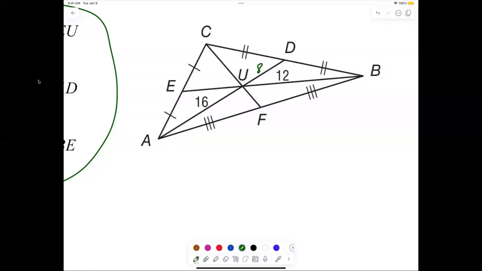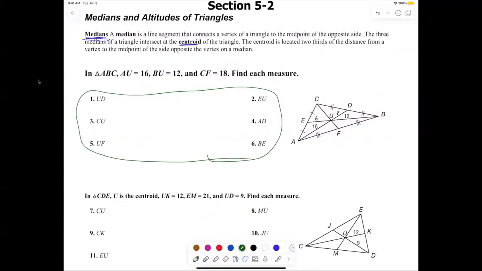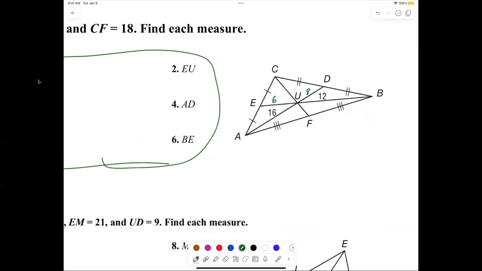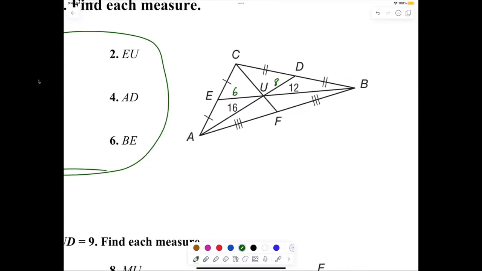And if BU is 12, then EU is what? 6. Now it says that CF is 18. So remember what I said, X and 2X. If UF is X and CU is 2X, then CF would be 3X. Thank you for whoever said that. So the whole length is 3X. If they give you the whole length, you automatically divide by 3.